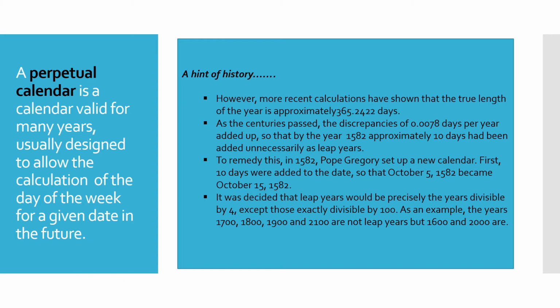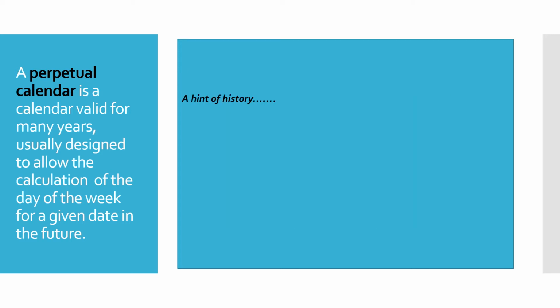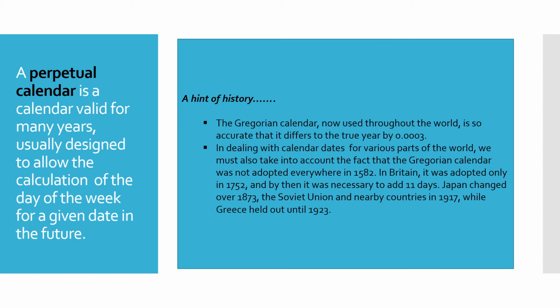It was decided that leap years would be precisely the years divisible by 4, except those exactly divisible by 100. As an example, the years 1700, 1800, 1900, and 2100 are not leap years, but 1600 and 2000 are. The Gregorian calendar, now used throughout the world, is so accurate that it differs from the true year by 0.0003. In dealing with calendar dates for various parts of the world, we must also take into account the fact that the Gregorian calendar was not adopted everywhere in 1582.